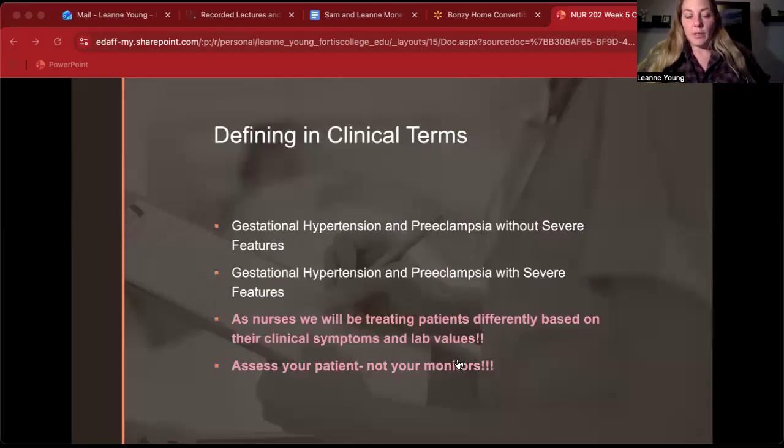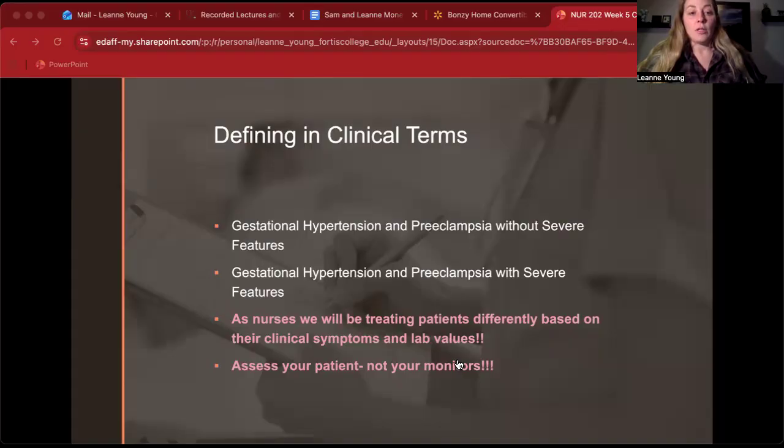Anytime we talk about gestational hypertension and preeclampsia, we can define it as with or without severe features. So, gestational hypertension and preeclampsia without severe features could be mom has an elevated blood pressure, but she does not have protein in her urine. She is not having deep tendon reflex issues. She's not showing signs of any clonus or any neurological deficits. She simply has the high blood pressure. Her lab values are normal, but she has some pretty severe pressures.